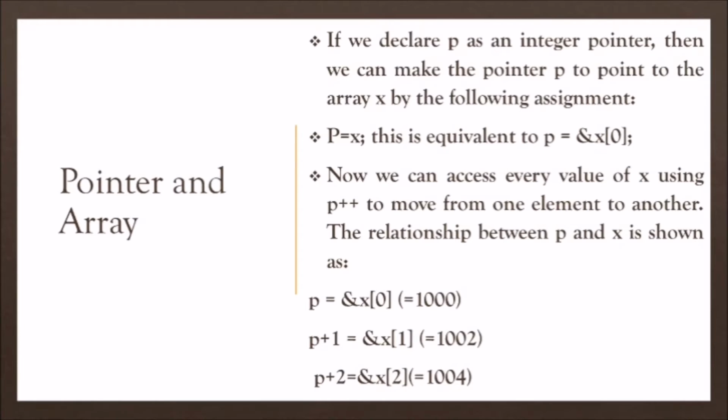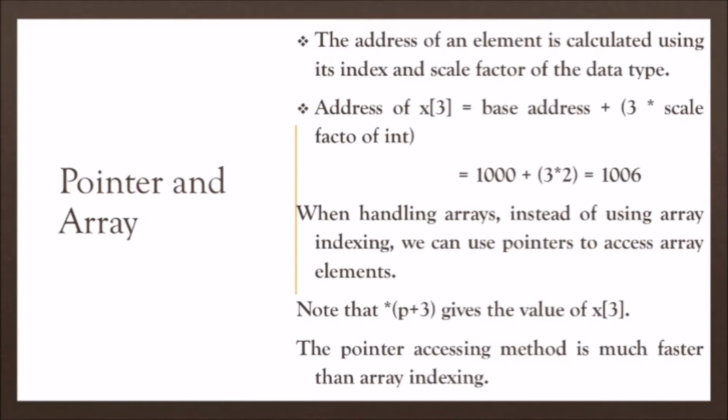So the relationship between p and x looks like this: p = &x[0], which is 1000, then p + 1, which is nothing but the address of the second element x[1], equal to 1002, then p + 2, which is the address of the third element, equal to 1004.